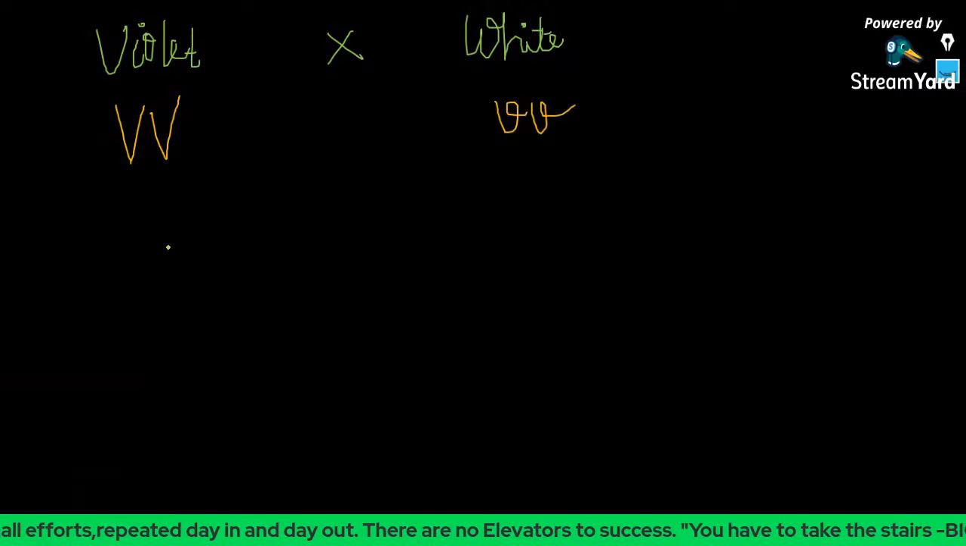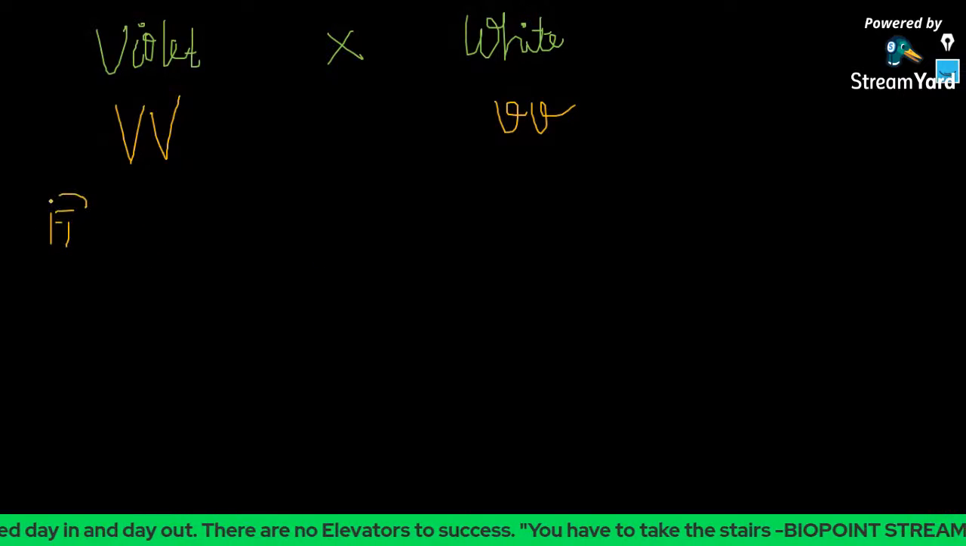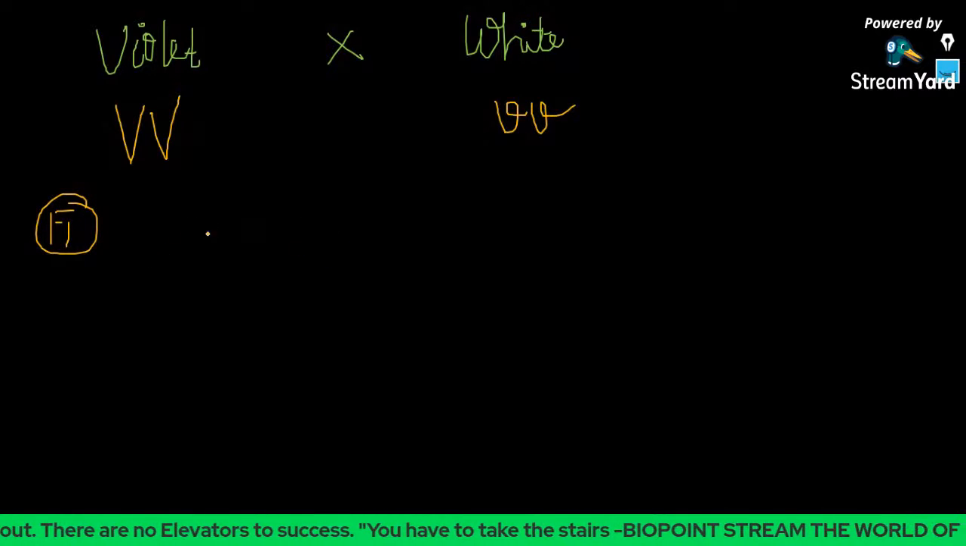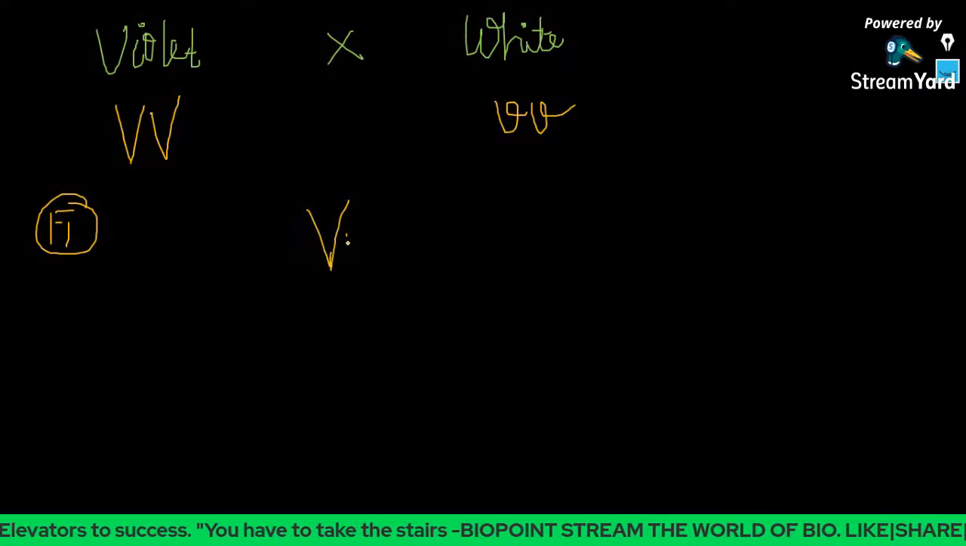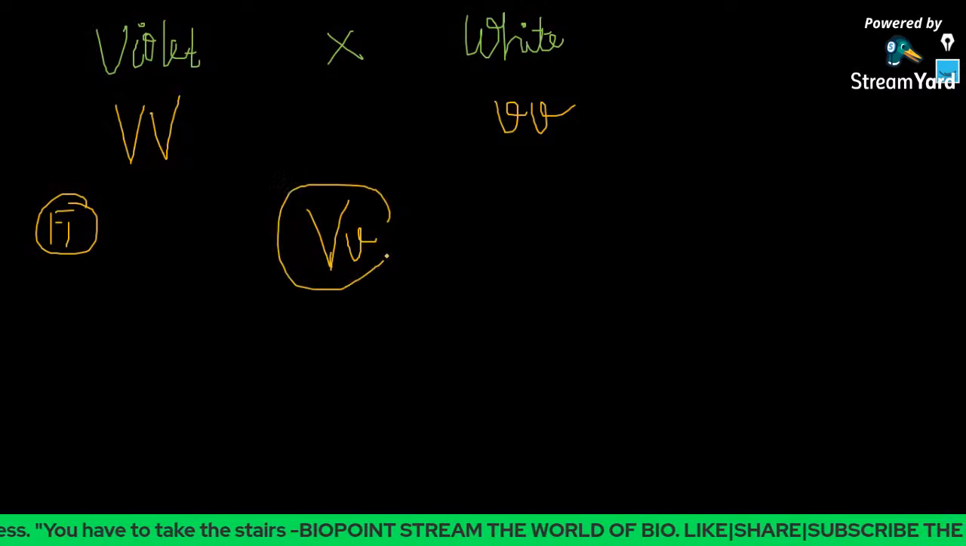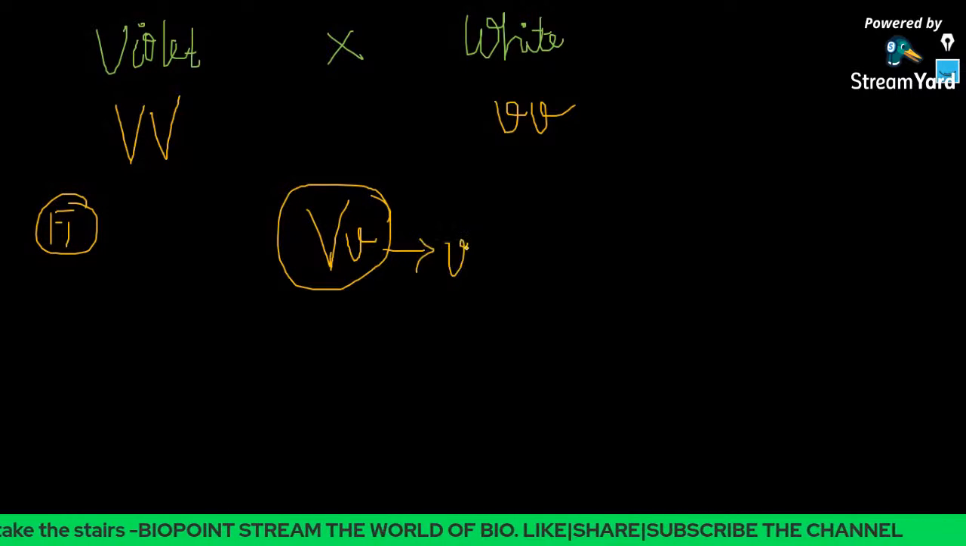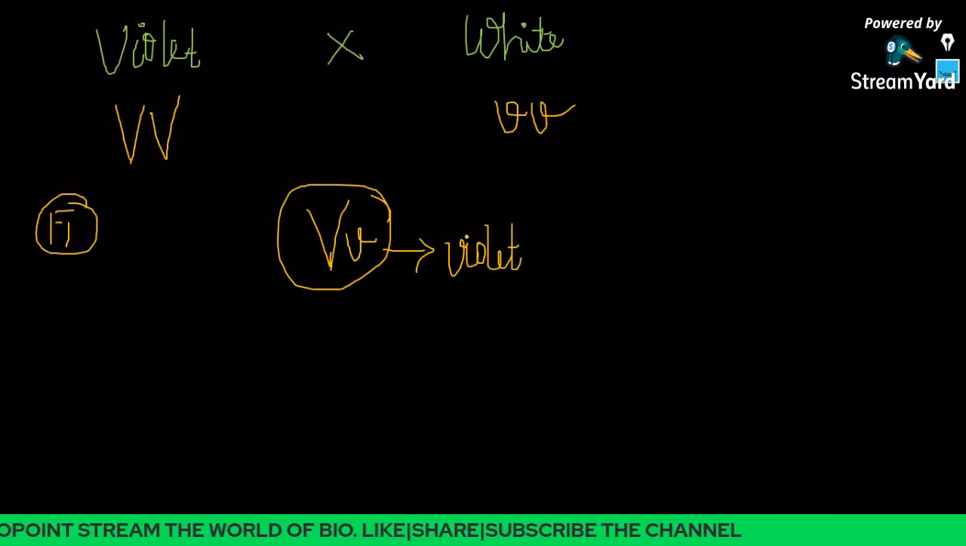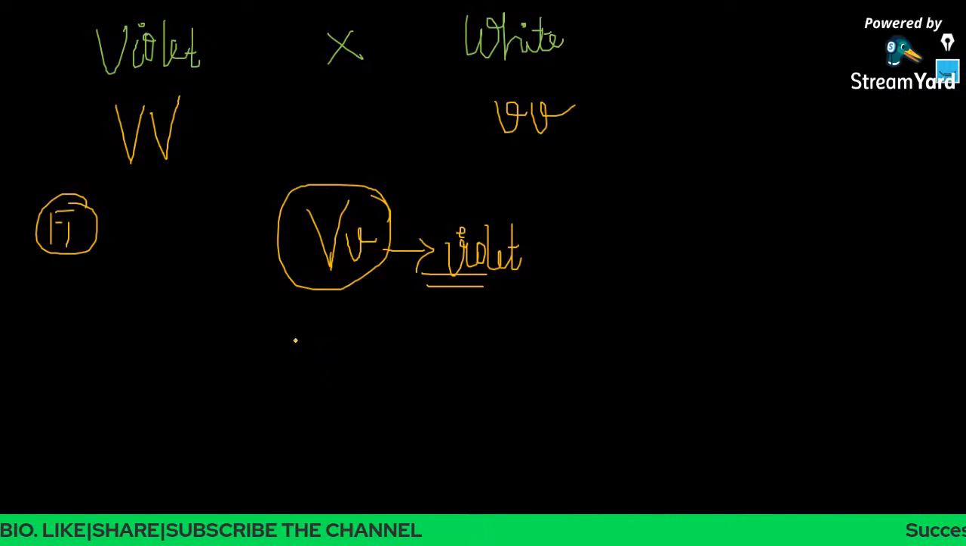Violet flower we are taking with capital V, and white we are taking as small v. So in the F1 generation, you will get a progeny with capital V, small v, which is actually a violet progeny, violet in color.